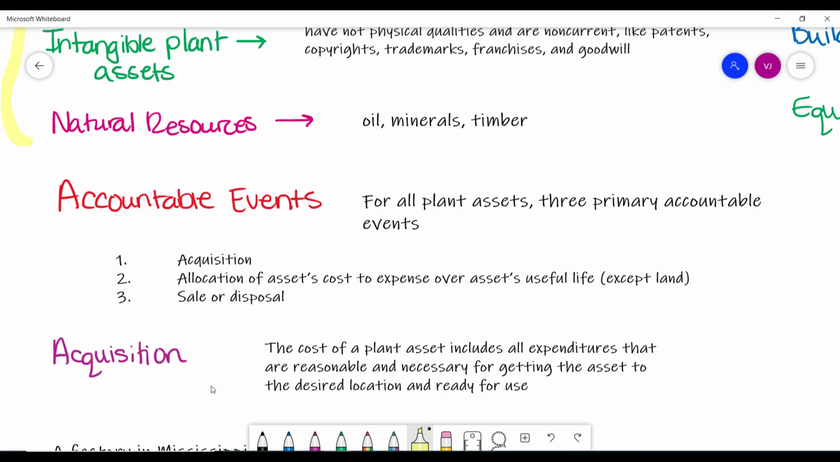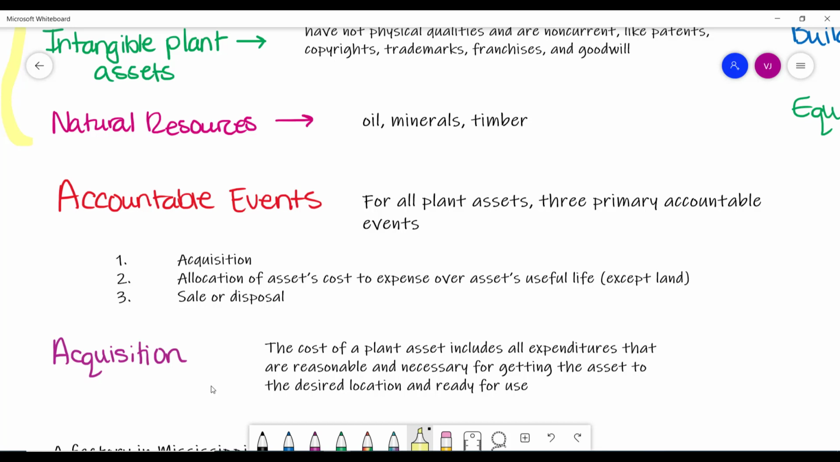So when we buy a plant asset, it's not just the purchase price that we will include as the overall cost of the asset to go on the books. You first want to determine, okay, what's the purchase price, first of all, and then also what are all the necessary and reasonable expenditures we've so far incurred to not only get that asset ready for use, but to get it to our desired location. All of those costs are added in to come up with the total overall cost of the asset to go on the books. The only thing that won't be included would be interest expense.